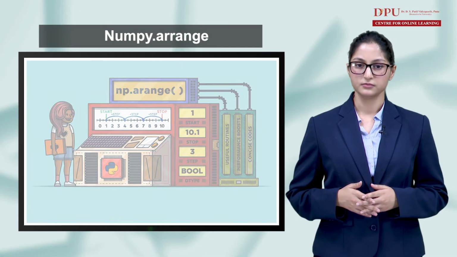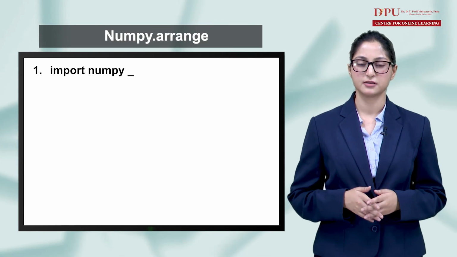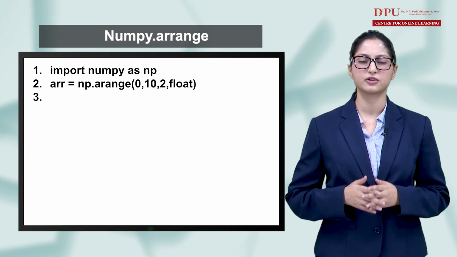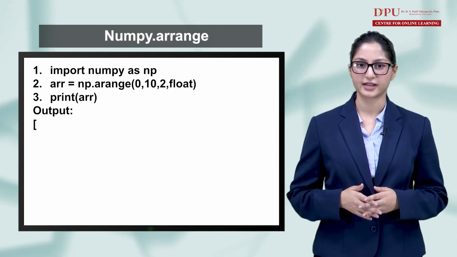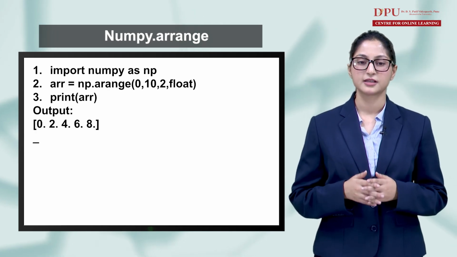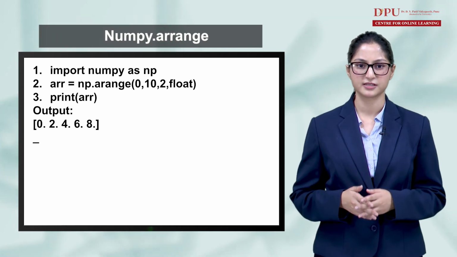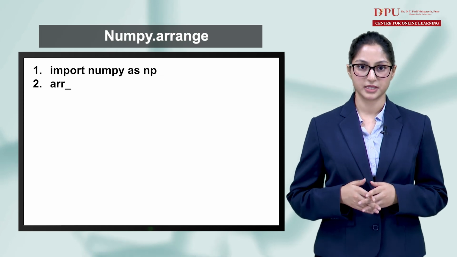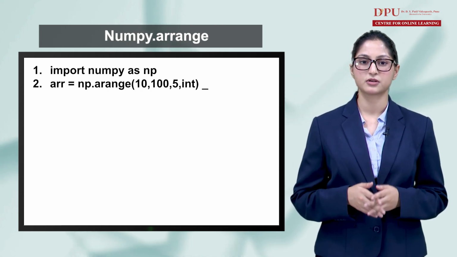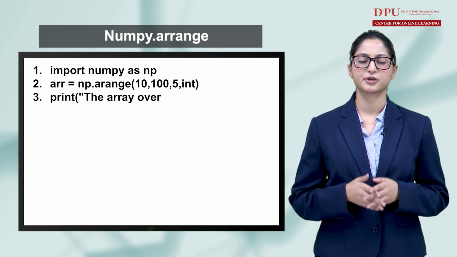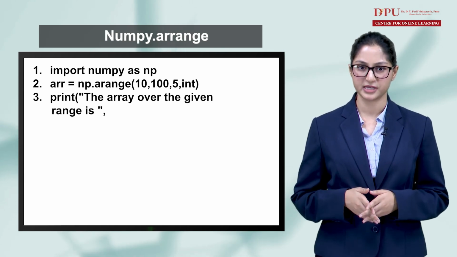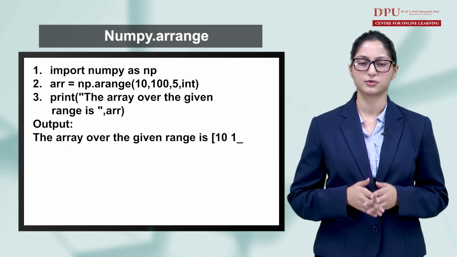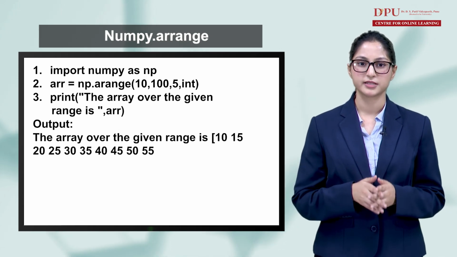Example: import numpy as np. arr = np.arange(0, 10, 2, float) within the brackets as its parameters. Print arr. The output is. Example: import numpy as np. arr = np.arange(10, 100, 5, int) as its parameters. Print "the array over the given range is" within double quotes, arr. The output is.